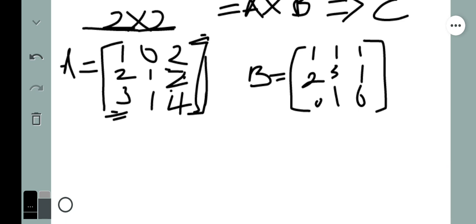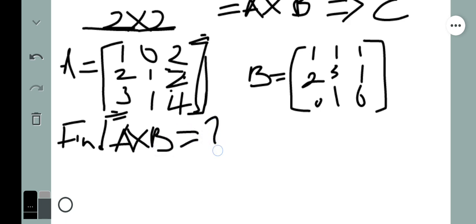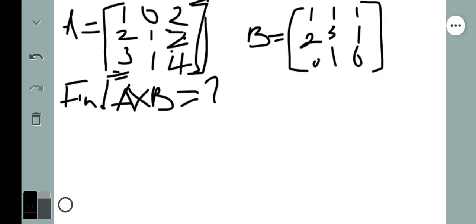So that's B. Now let's multiply these two matrices together. We have to find A times B. So how do we find A times B? Very simple. This is row one, R1. This is R2. This is row three. This is column one, column two, column three.